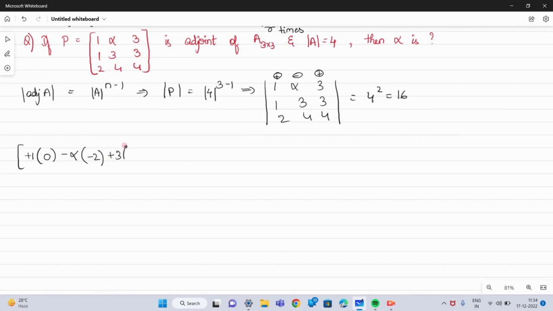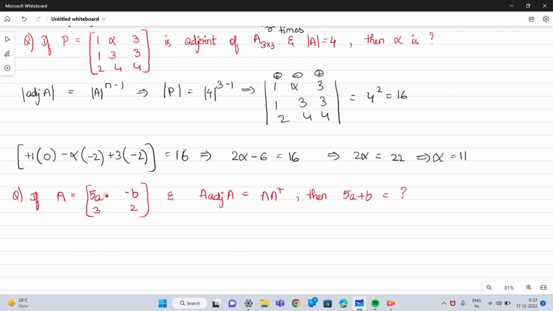Again, it is plus 3. Hide its corresponding row and column. Take the determinant of the remaining entries, which is again 4 minus 6, again minus 2. Equate it with 16. This is the determinant of the above matrix. So it's nothing but 0 plus 2 alpha minus 6 is equal to 16. This is nothing but 2 alpha equal to 22, which is nothing but alpha is 11.